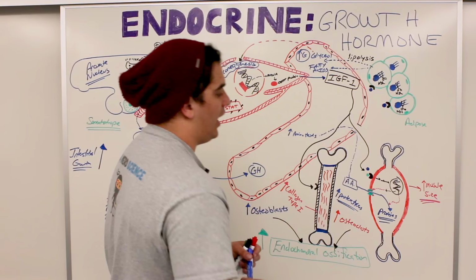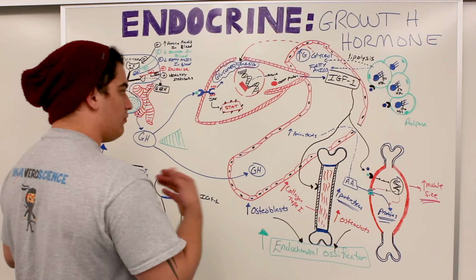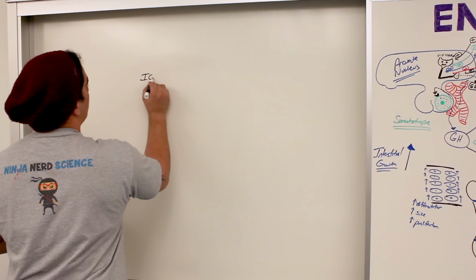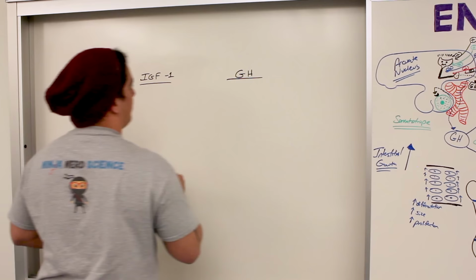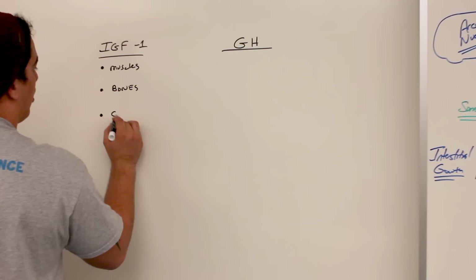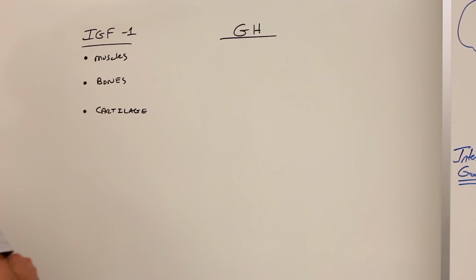Okay, so now that we've done that, let's go over really quickly here on this board the overall effects of growth hormone and the overall effects of insulin-like growth factor 1. Let's write down their effects real quick. So what was he doing? He was stimulating the muscles, right? So he was acting on the muscles. He was acting on the bones. He was acting on the cartilage. He can also do certain types of metabolic functions as well, but we're going to stick to this.